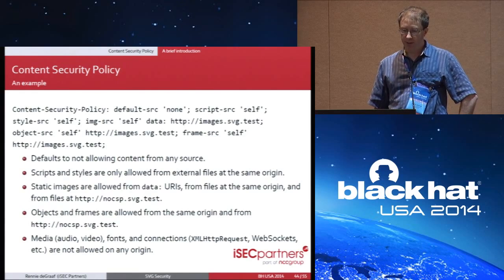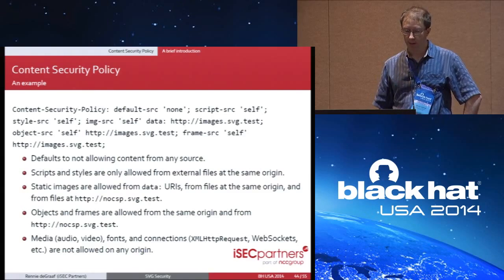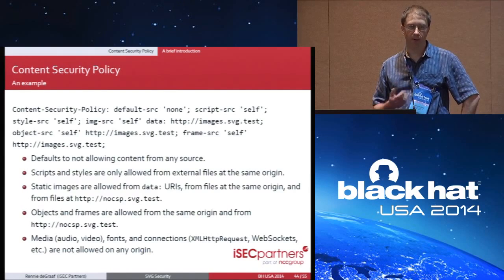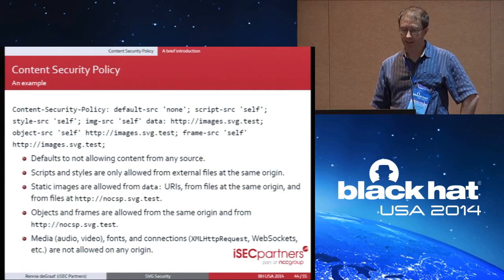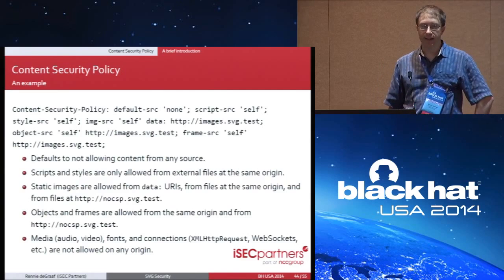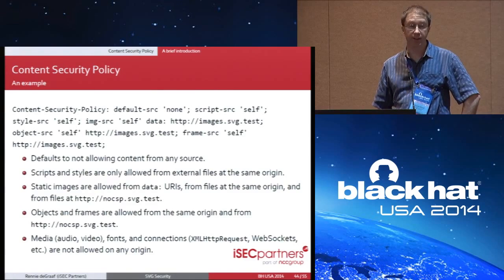Then I use image source to restrict locations for images, the static images, to self, so the same origin, data URIs, and one specific other origin, images.svg.test. Then I set object source and frame source both to self and images.svg.test. Since I didn't list media source, font source, or connection source, this policy would mean that audio, video, fonts, XHR, WebSockets, and stuff like that are not allowed on any origin.